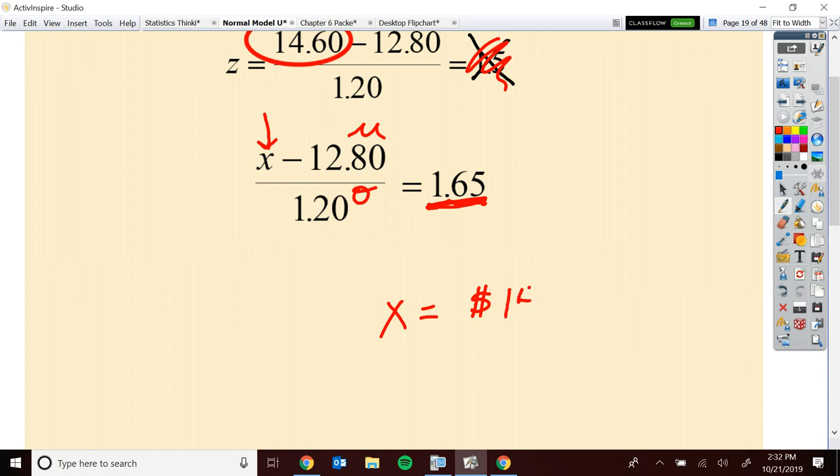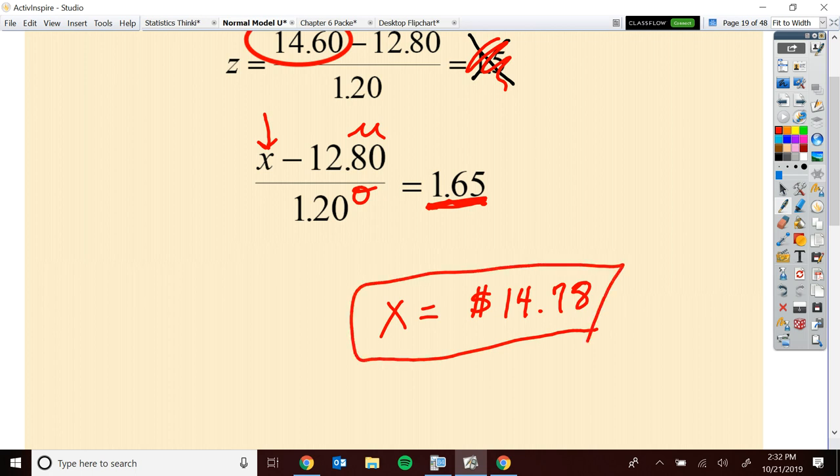Is it 14.78? All right. So if he wants to be at the 95th percentile, he's going to be at $14.78. Okay, questions there? All right.